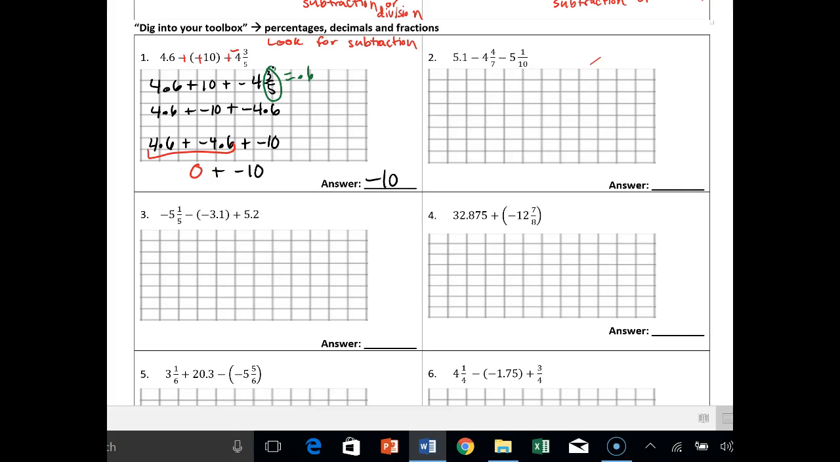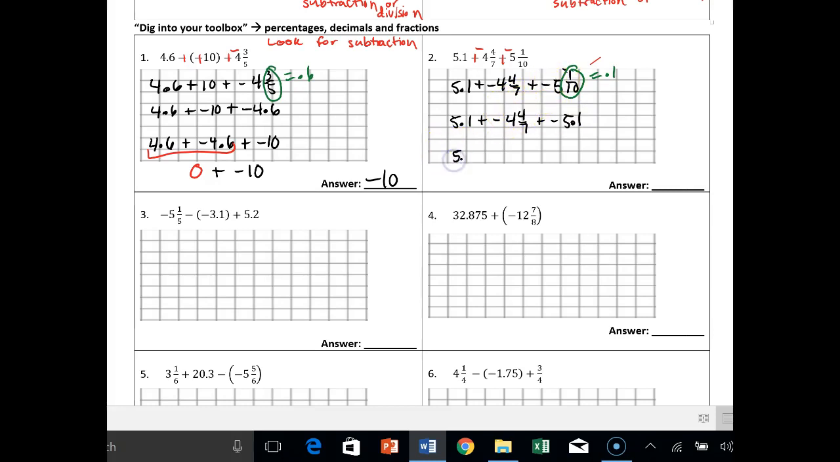All right, let's take a look at number 2. So 5.1, and then remember, I see subtraction, so plus a negative, plus a negative 4 4/7, plus a negative 5 1/10. Again, you should be able to say, I know that 1/10 is equal to 0.1, right? So now if I rewrite this, it's 5.1 plus negative 4 4/7 plus negative 5.1. Some of you were like, well, I don't know my sevenths, but in the end, you don't have to know what your sevenths are.